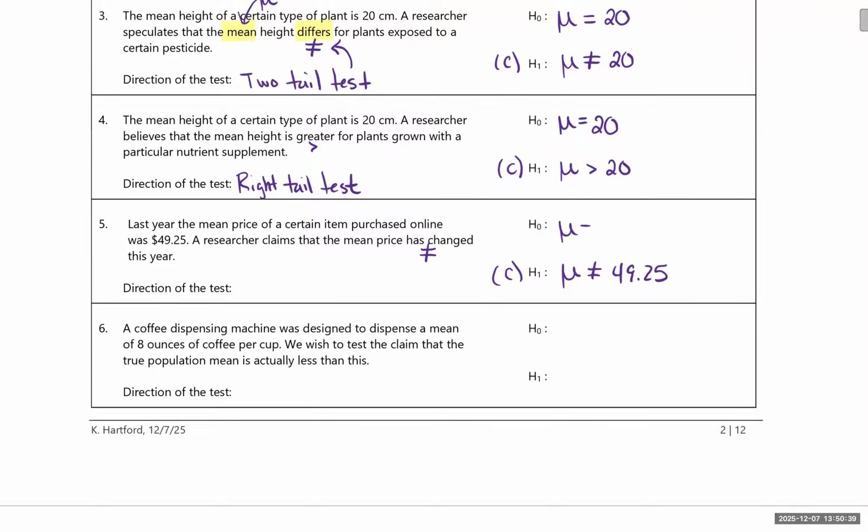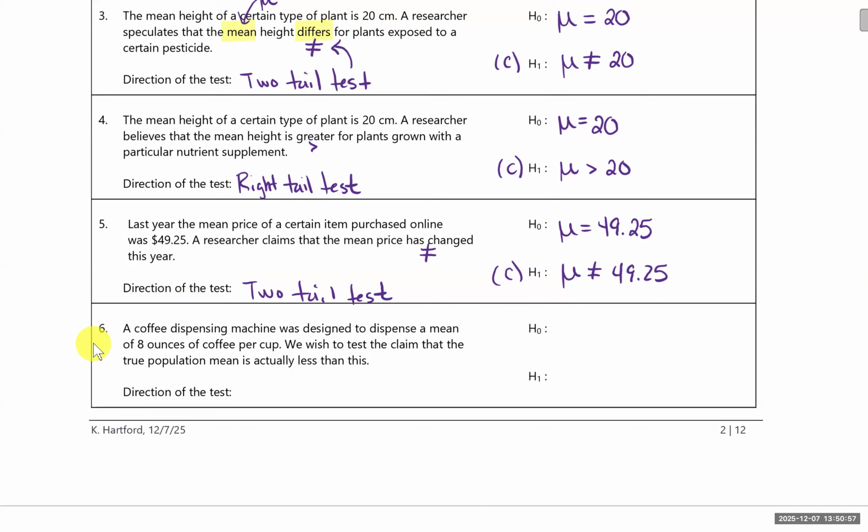Null hypothesis is an equal $49.25. Because it's a not equal to, that makes it a two-tailed test. All right, one more.